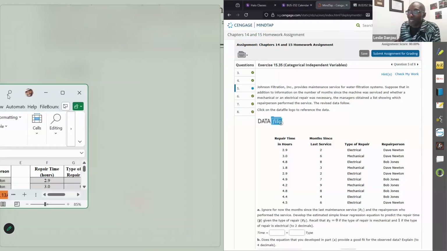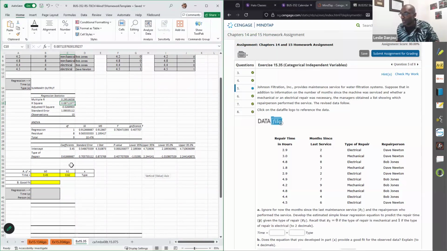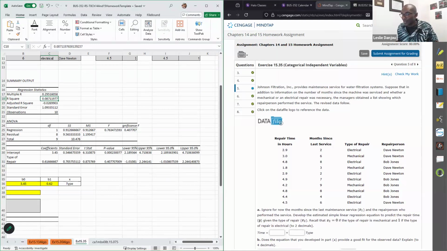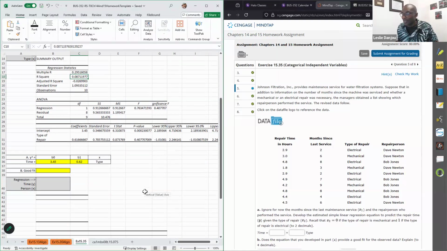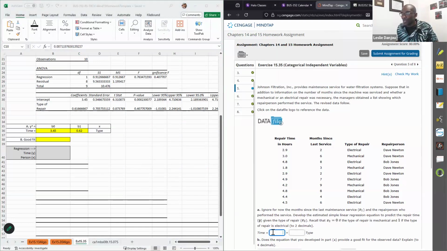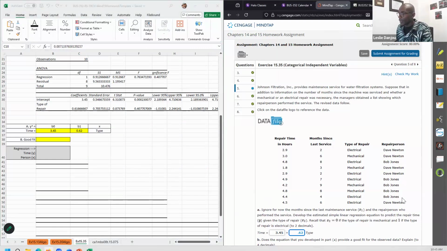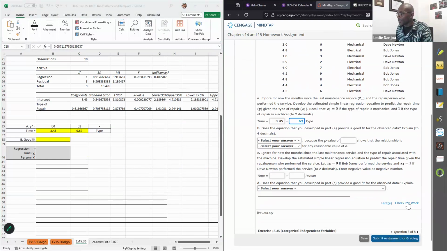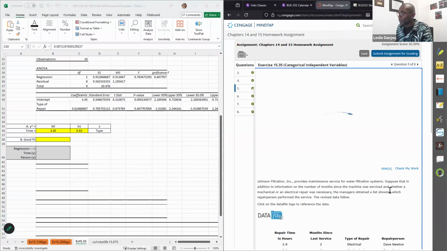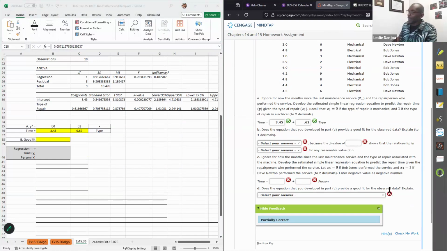But I'm going to slide this over. Let me bigify this. And let's type in our two numbers. And I'm going to check my work. Outstanding. Your job is to answer these questions right here. Yes or no. Once again, they're drop downs. Just get them right.